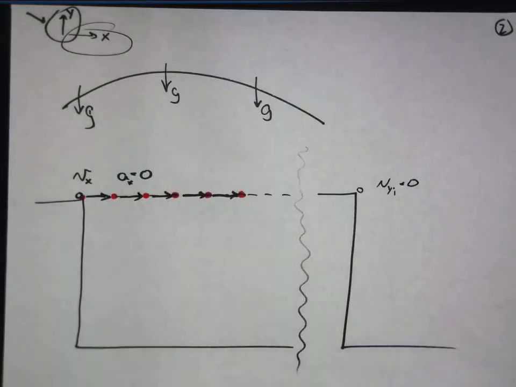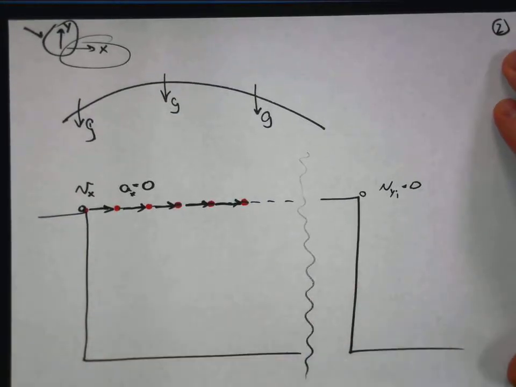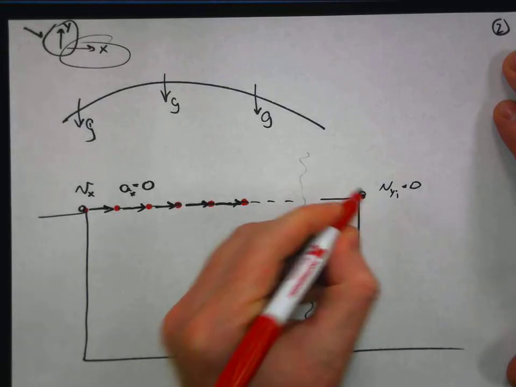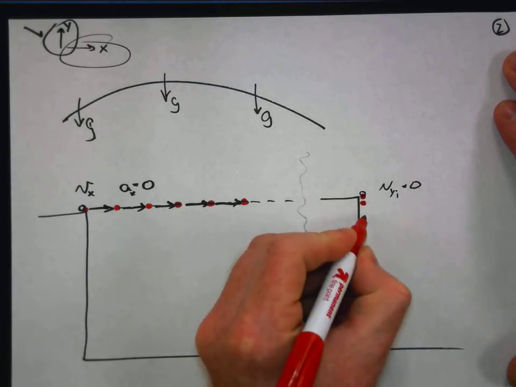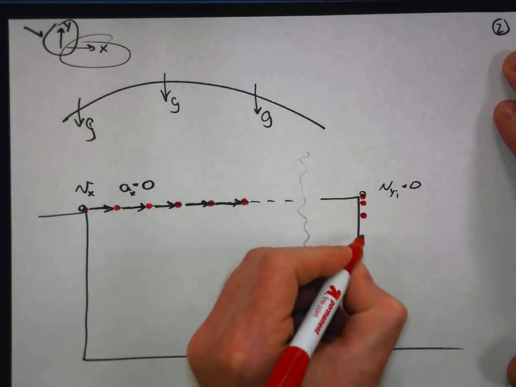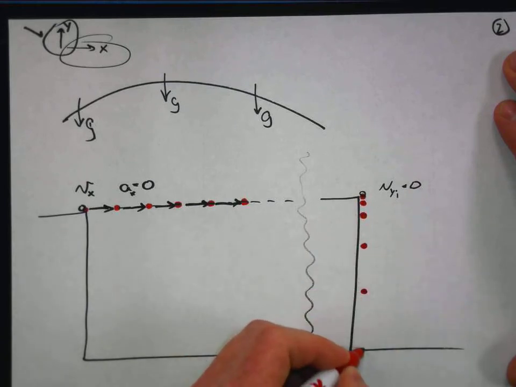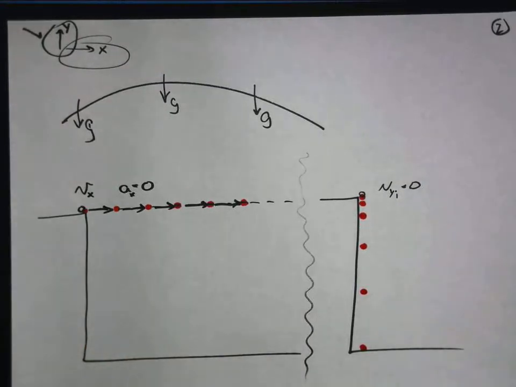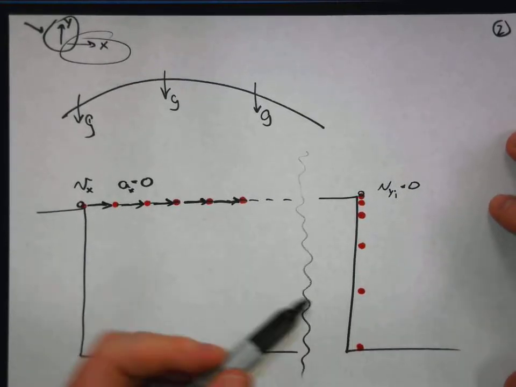And now here's the thing. We're going to track this as time goes on, and it's going to eventually fall to the base of the cliff. We're going to start right there. After 1 second, it hasn't gone very far, maybe there. After 2 seconds, it will have gone a little further. After 3, a little further. After 4, let's say it lands right there. Maybe it does, maybe it doesn't. It depends on how high the cliff is.